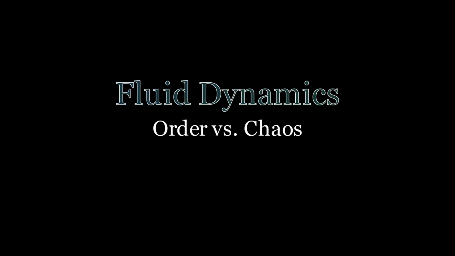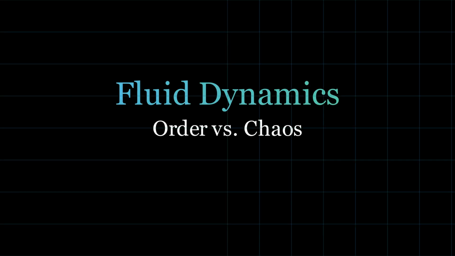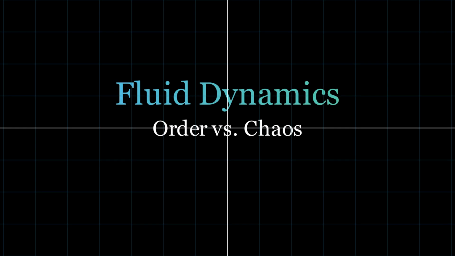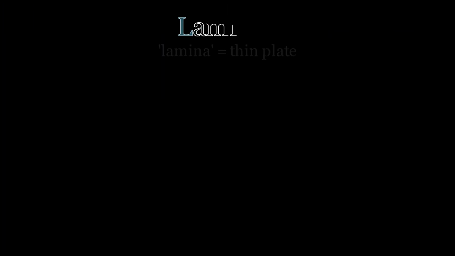To understand how liquids and gases move, we don't need to start with scary equations. We start with a simple observation: nature has two ways of moving. Sometimes it's orderly, and sometimes it's chaotic. The first type is laminar flow.